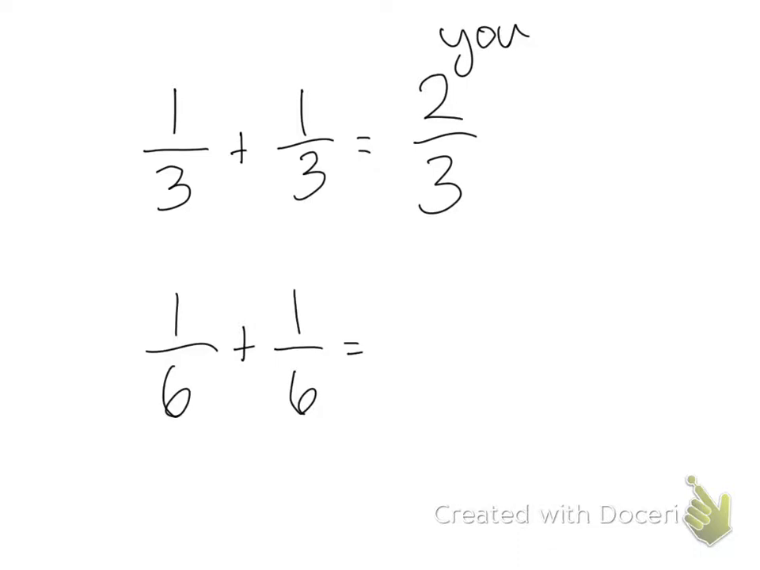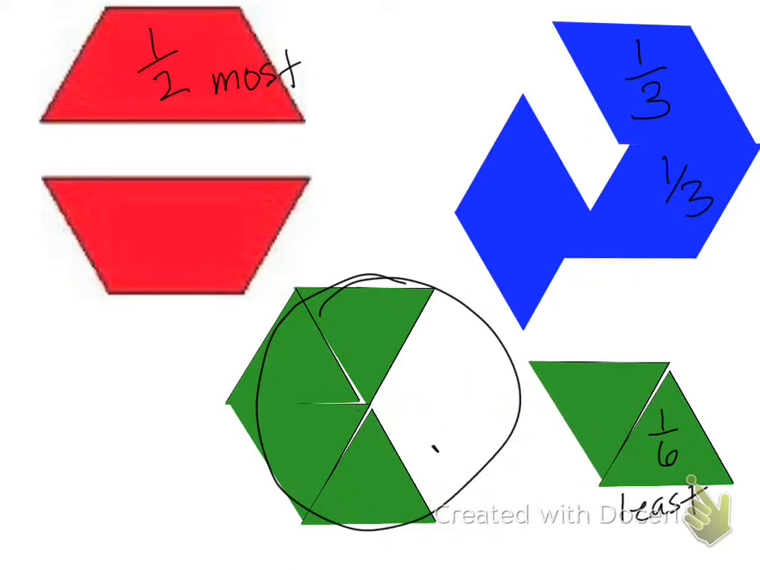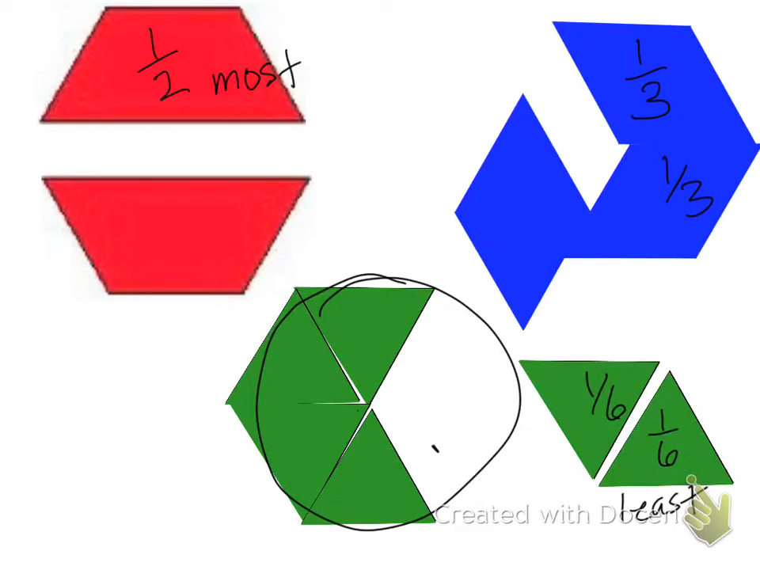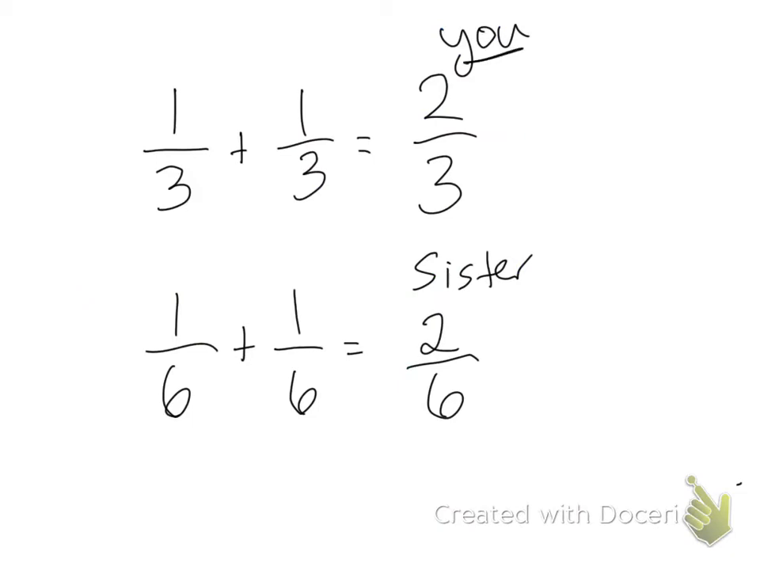All right, so let's say this is your sister here, and she's going to eat 2 small pieces of cake. So that means she's going to eat 2 of these green pieces. So that's 1/6 and 1/6. How much cake did she eat? Well, 1/6 plus 1/6 equals 2/6. So who ate more, you or your sister? If you look, you can see that 2/3 is bigger than 2/6. So that means that you ate more cake than your sister did.